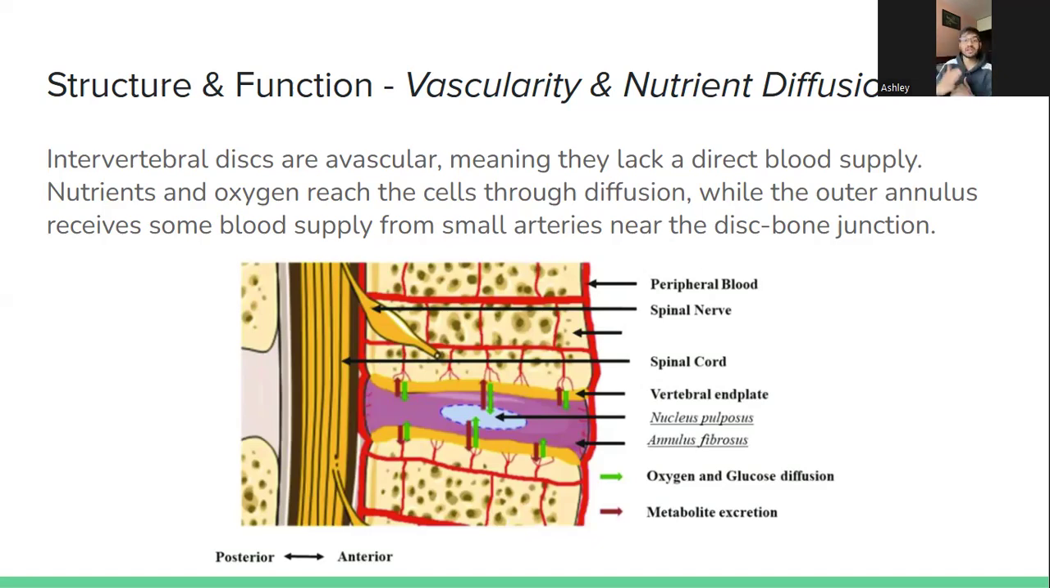So that movement is required. Just keep that in mind, right? Because these are not vascular, we don't have direct reach of blood supply into it. We need this diffusion happening, we need this pressure, we need this movement to provide nutrition to this disc.